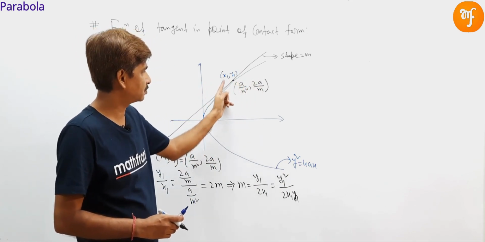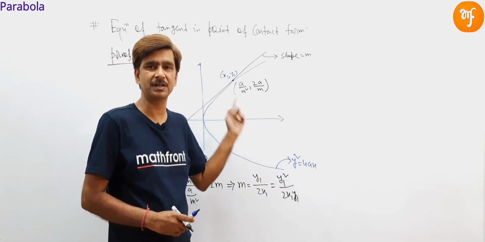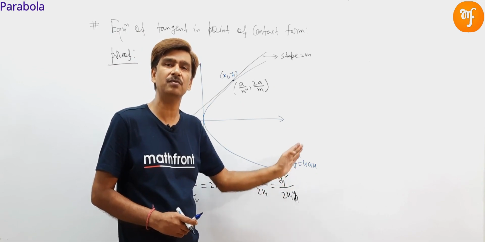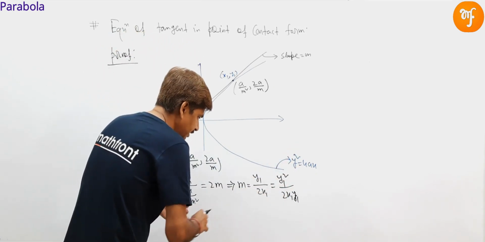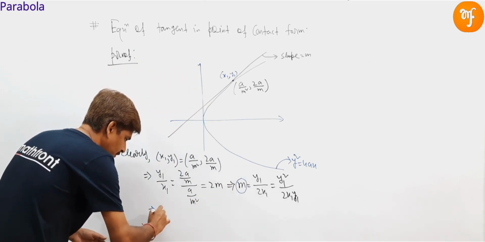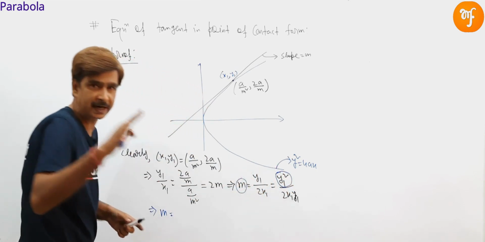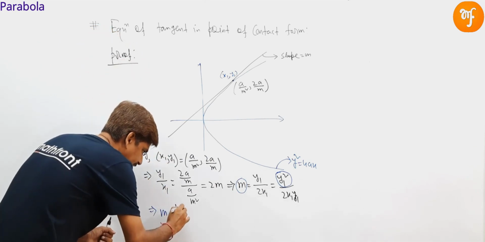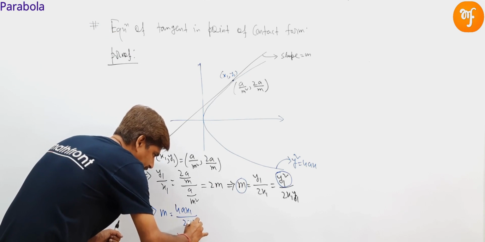Why? As x1 y1 lies on the curve y square is equal to 4ax, x1 y1 satisfies this equation. So, we can say y1 square is equal to 4ax1. So, we can write the slope m is equal to, instead of y1 square, we just write 4ax1. So, this is 4ax1 divided by 2x1 y1.